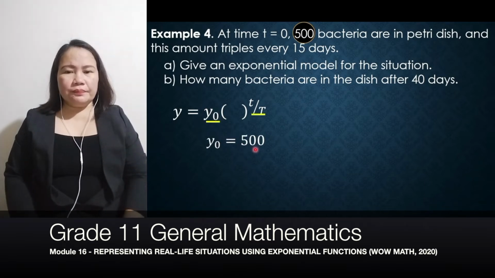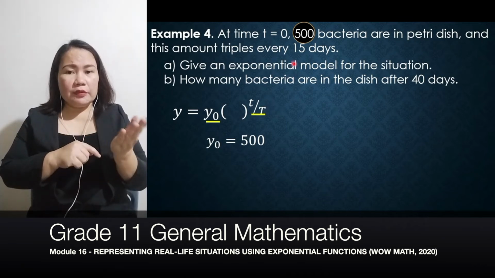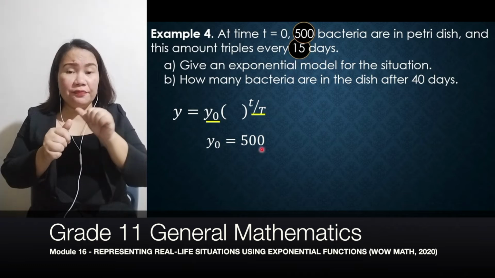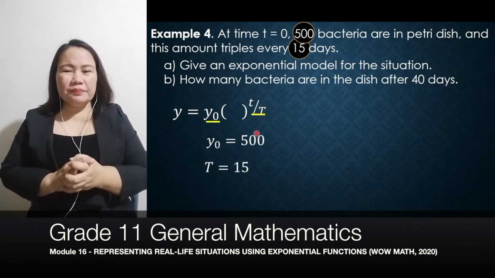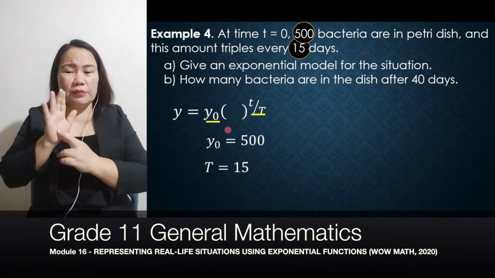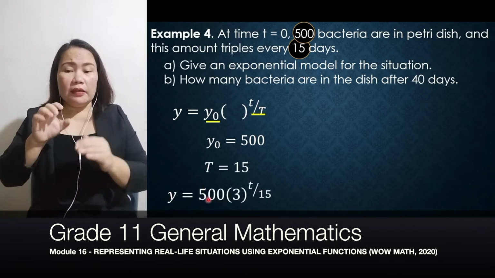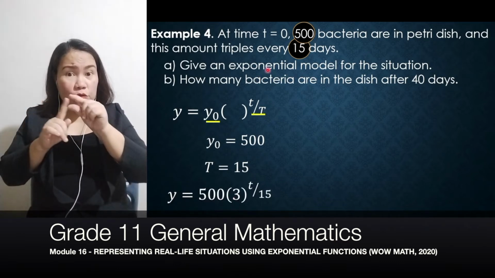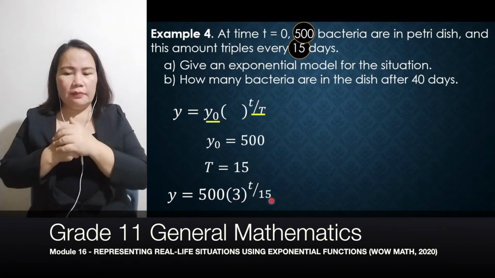Next, yung capital letter T, that is the unit of time. So ano ba yung units of time natin dyan? That is 15 days. So therefore, that is 15. So papalitan natin to ng 15. So we can represent our exponential model in this situation by y is equal to 500 times 3. Bakit 3? Because of the word triples. Okay? Raised to t over 15.